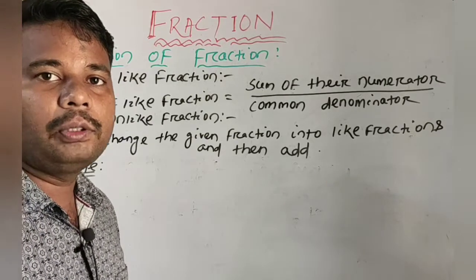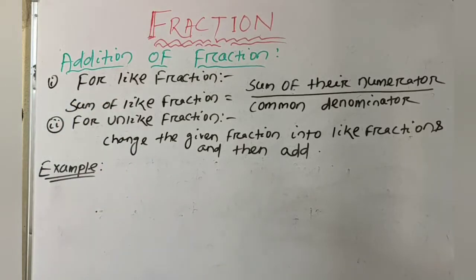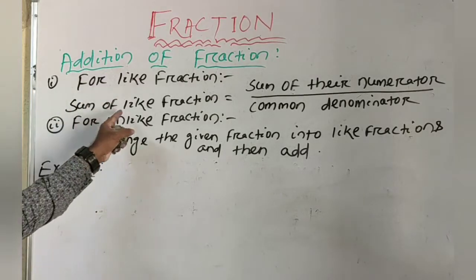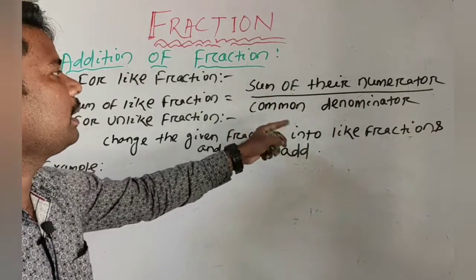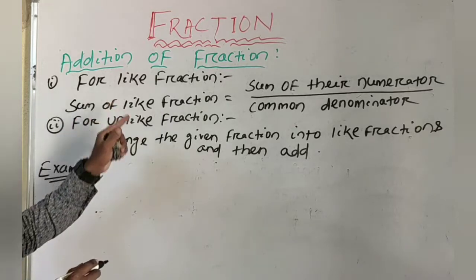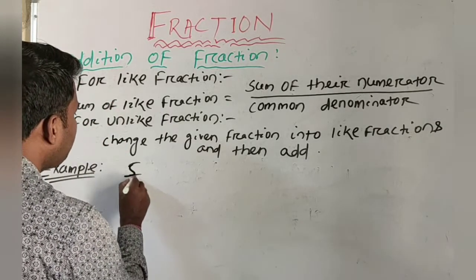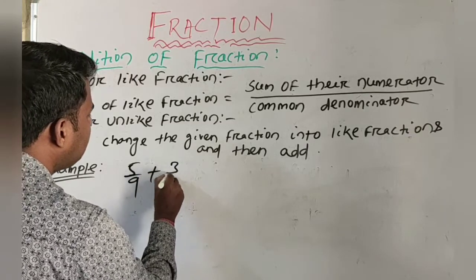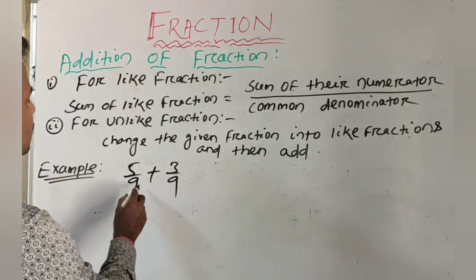Next we will learn how to add fractions. For like fractions, the sum of like fractions is equal to the sum of their numerators divided by the common denominator. Which are like fractions? Fractions with the same denominator are called like fractions. Suppose 5 by 9 and 3 by 9: both are like fractions because both have the same denominator.